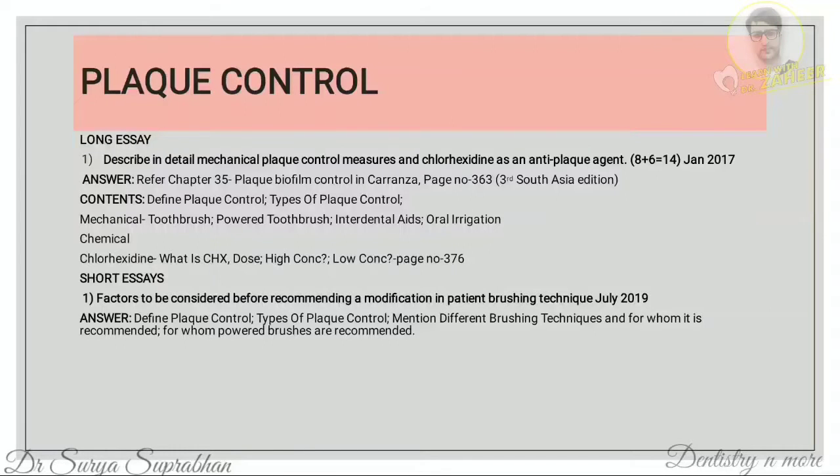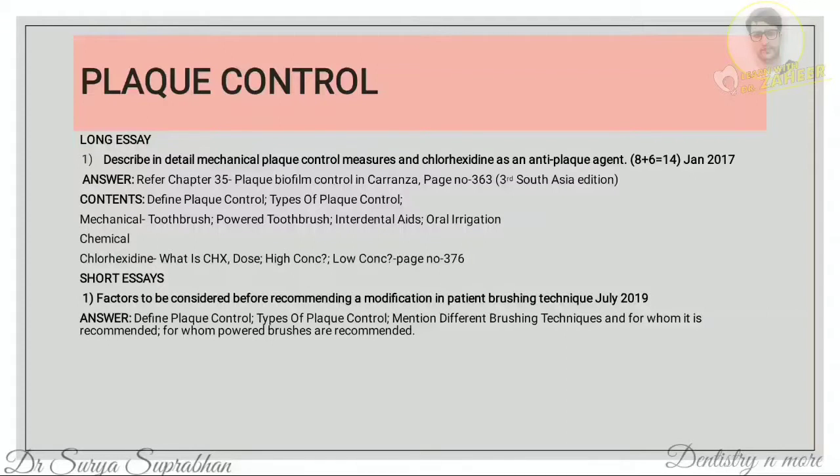And then moving on to the second question, the factors to be considered before recommending a modification in patient brushing technique. Here also, first you have to define what is plaque control, then types of plaque control, mention the different brushing techniques and for whom it is recommended.